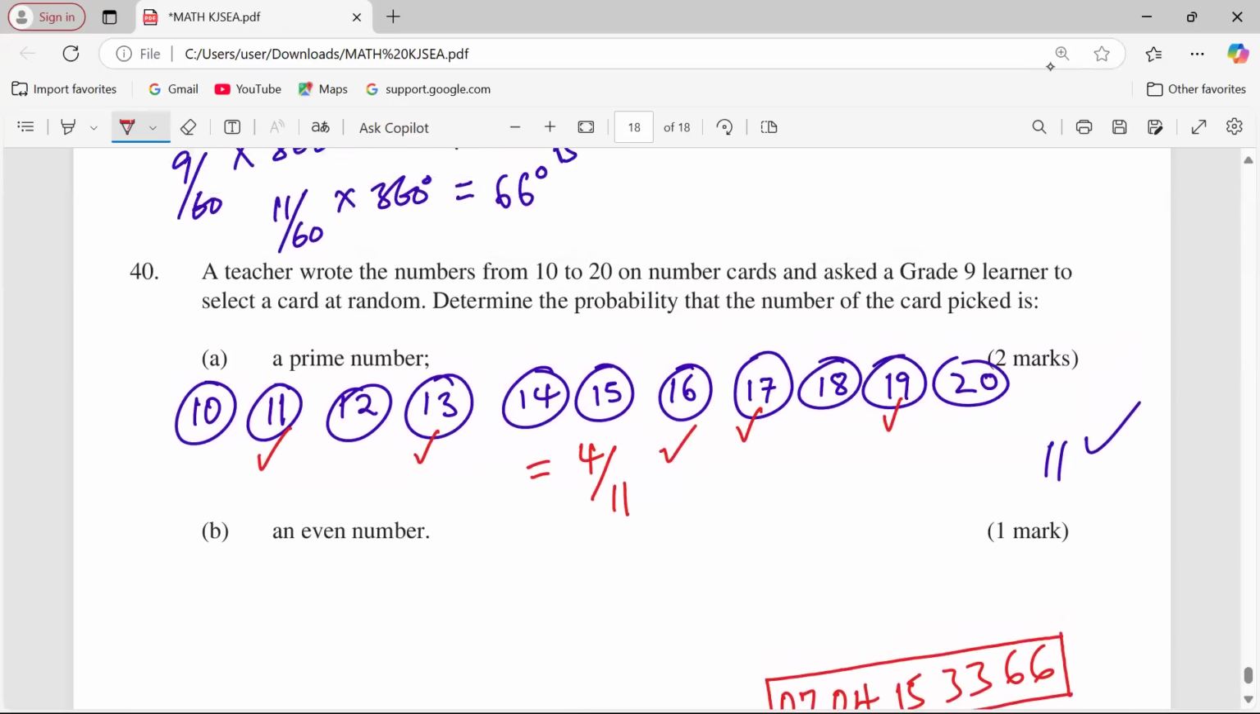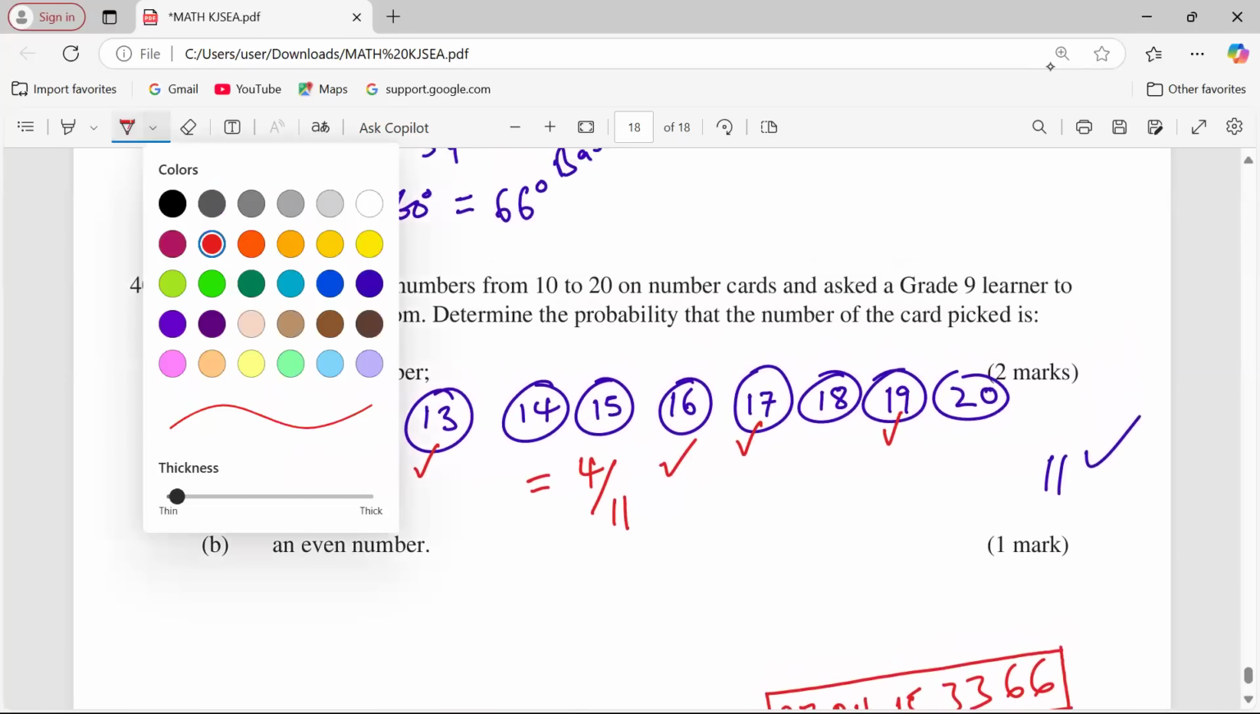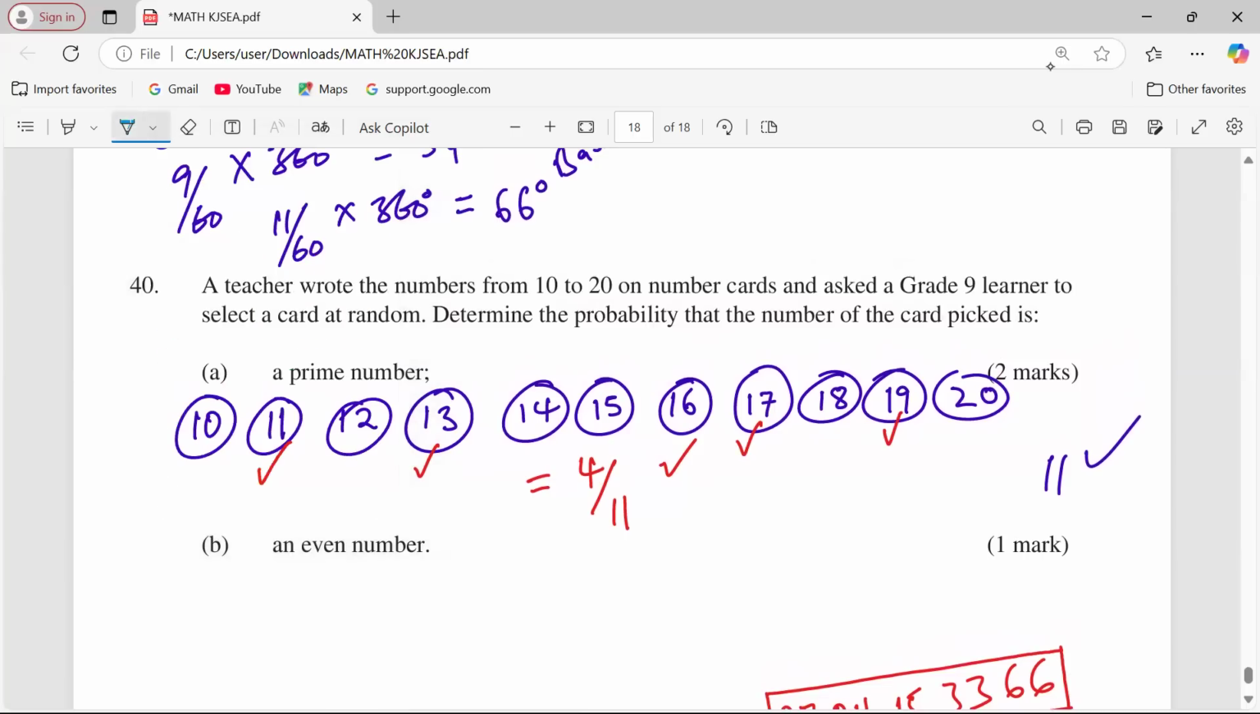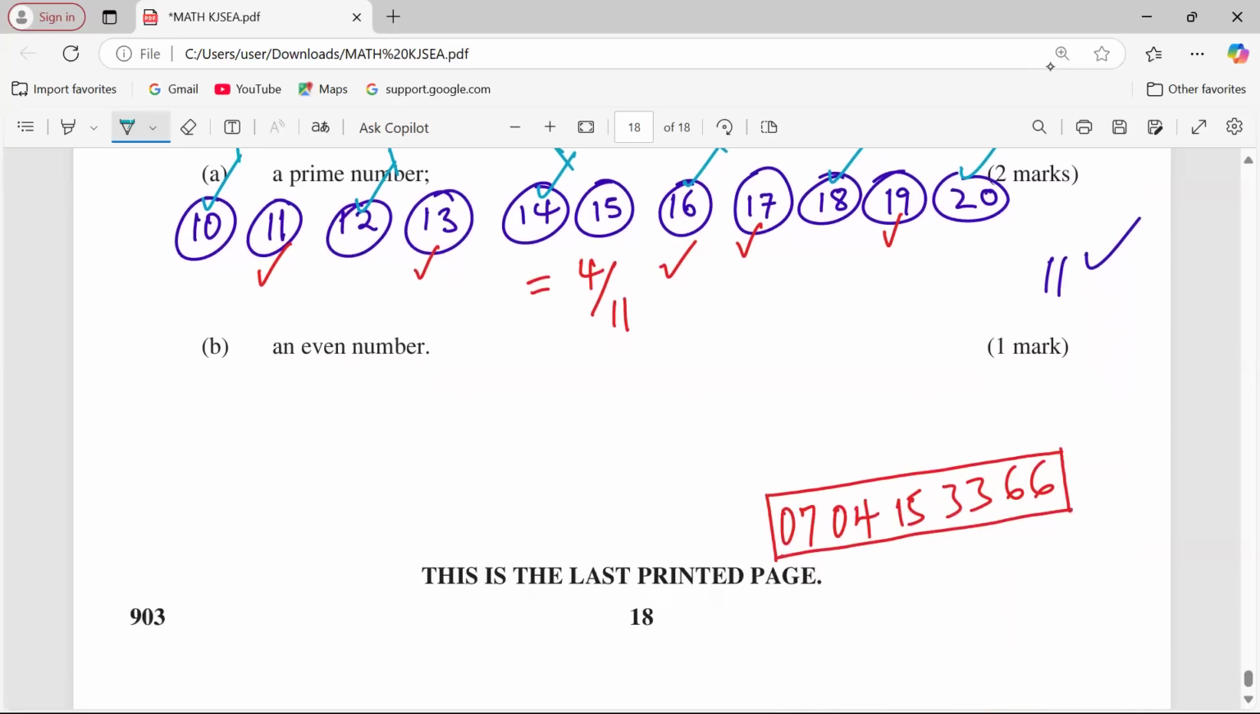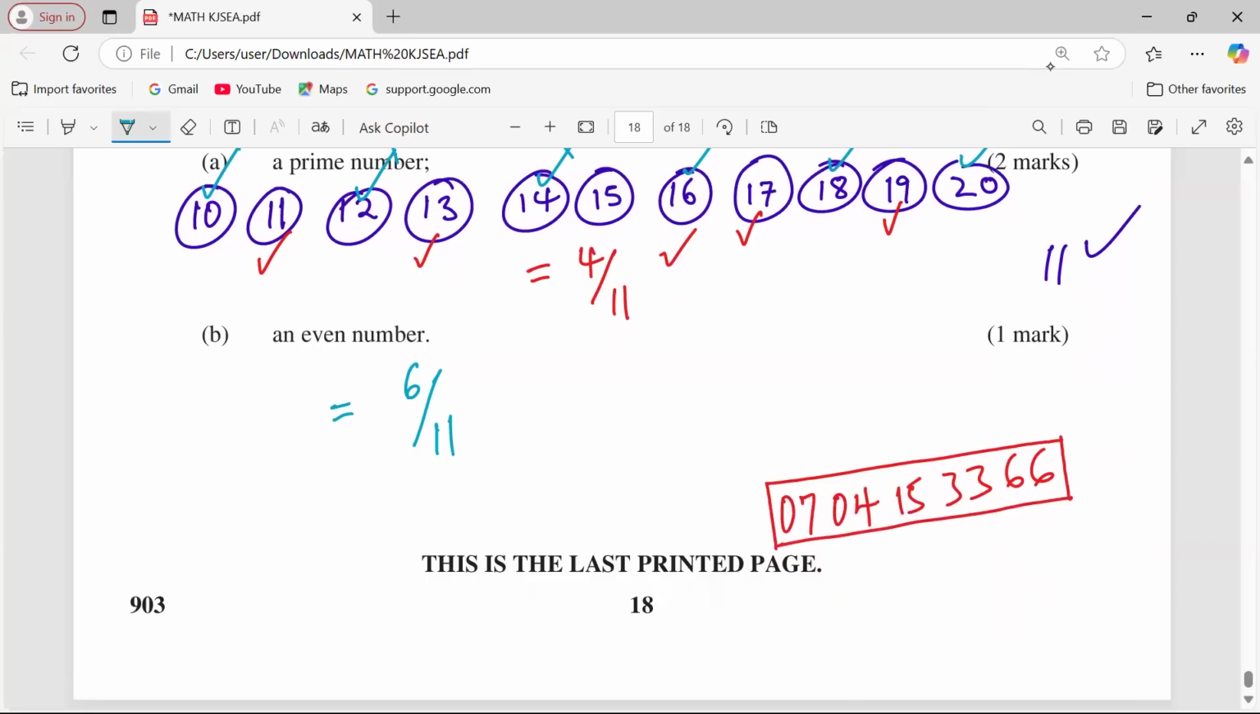Probability of picking an even number. Now, even numbers are numbers which can be divided by 2 without a remainder. So those numbers which can be divided by 2 without a remainder, they are either ending with a 0 or ending with an even number. And they are 10, 12, 14, 16, 18, and the 20 itself. So these are 1, 2, 3, 4, 5, 6. 6 of them out of a total of 11 numbers. So the probability of picking even numbers is 6 over 11.